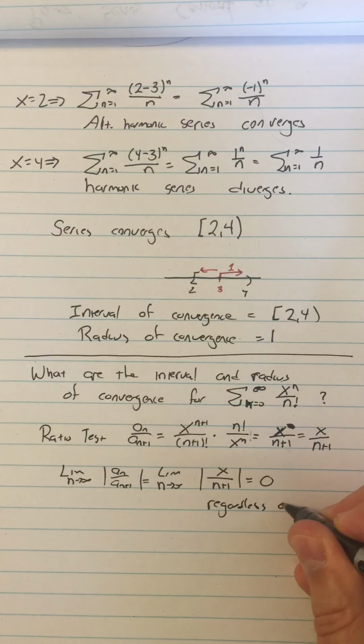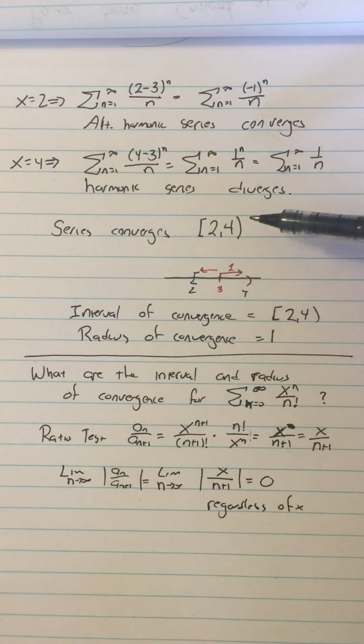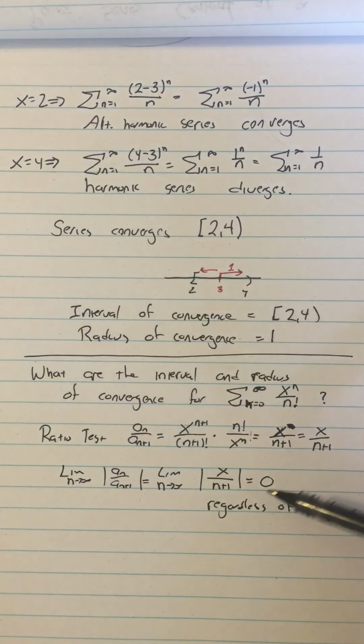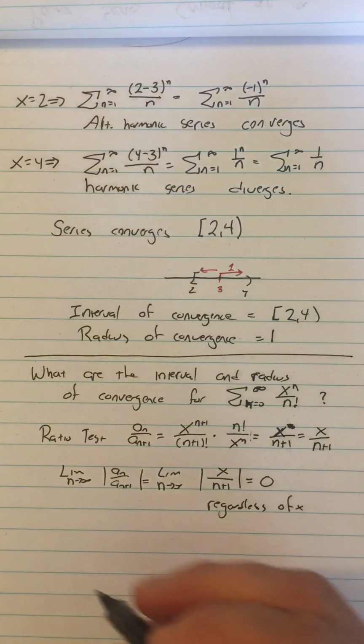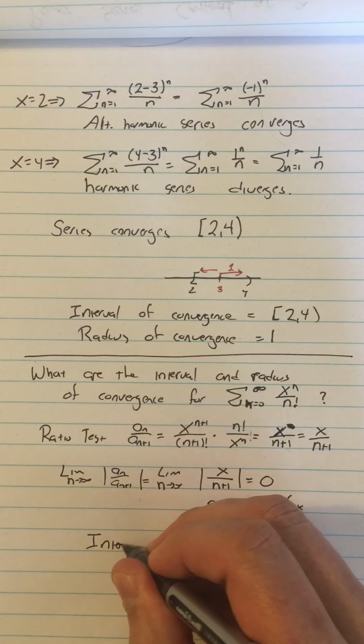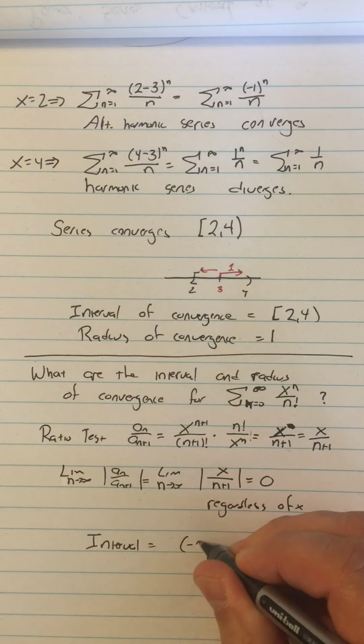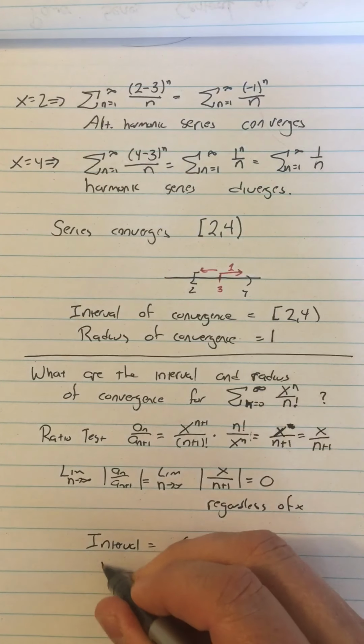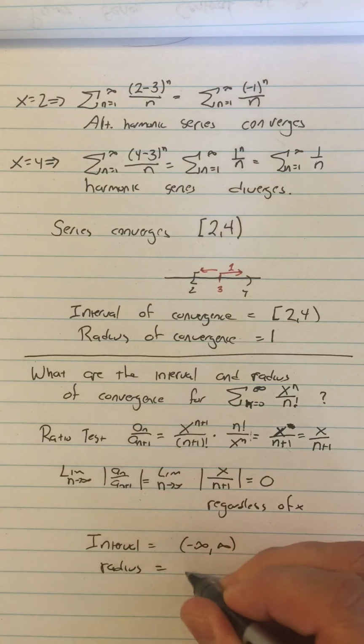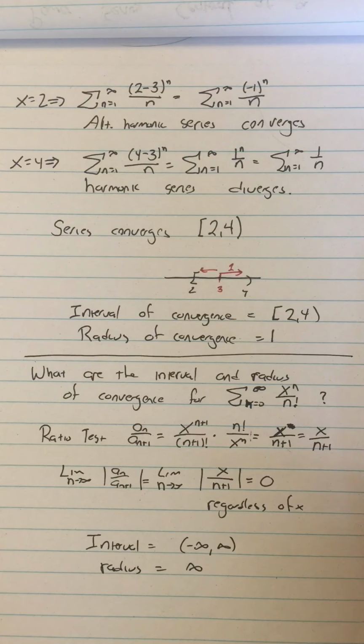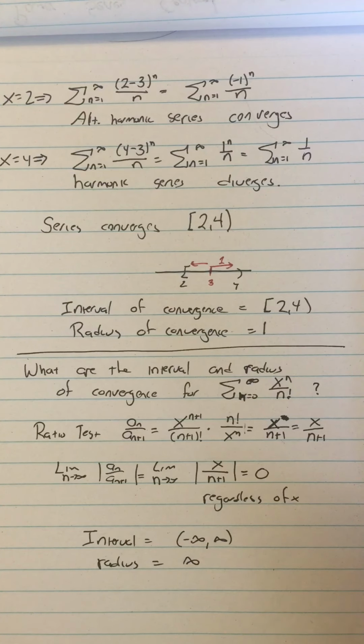So that's different from what we did last time, where we got an inequality and we had to solve the inequality. Well, here there's no inequality because there was no x. The x sort of went away in that limit, and we ended up with just 0. So this converges for all x. So the interval of convergence is negative infinity to infinity, and the radius of convergence is infinity. So this is an example of a series with an infinite radius of convergence.